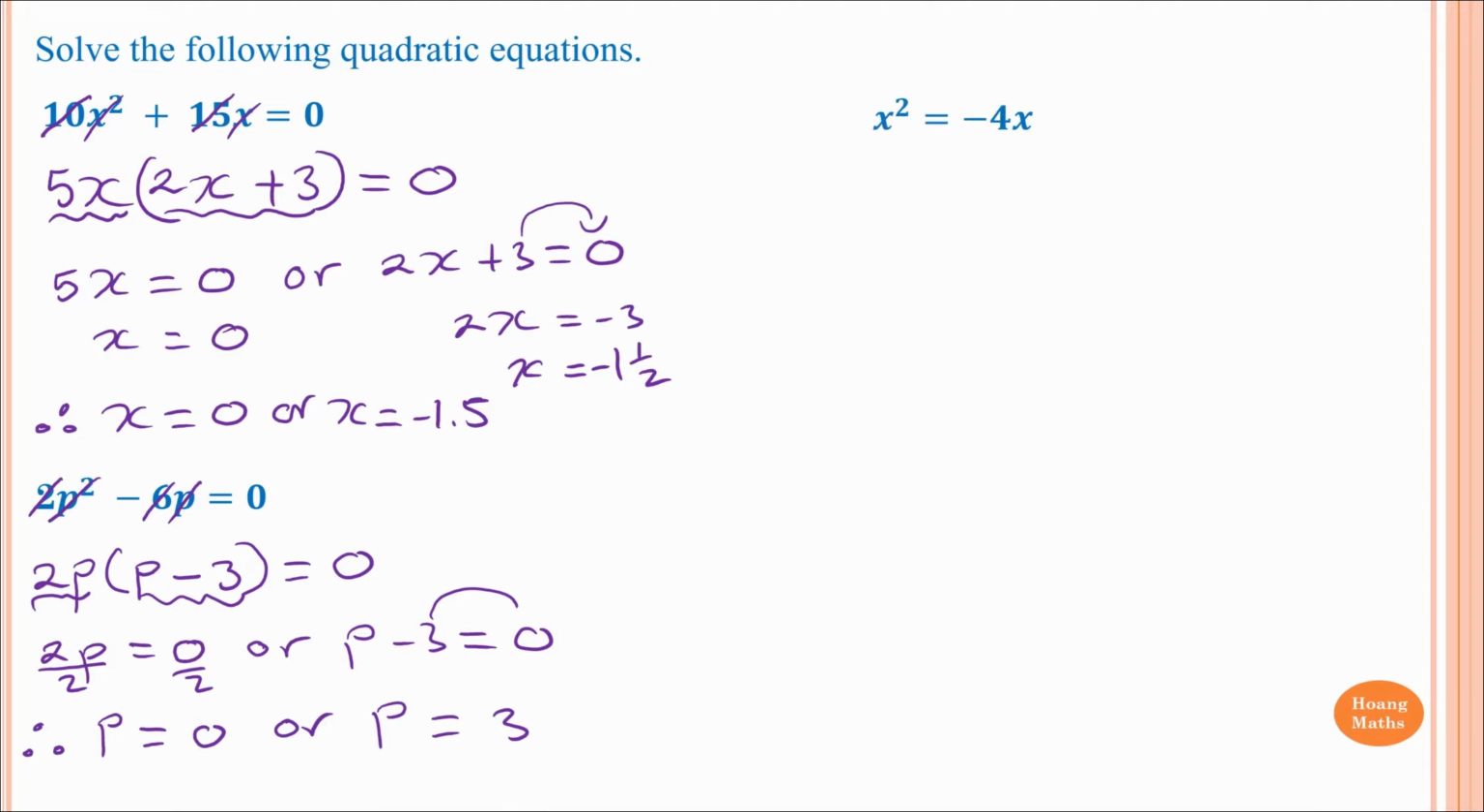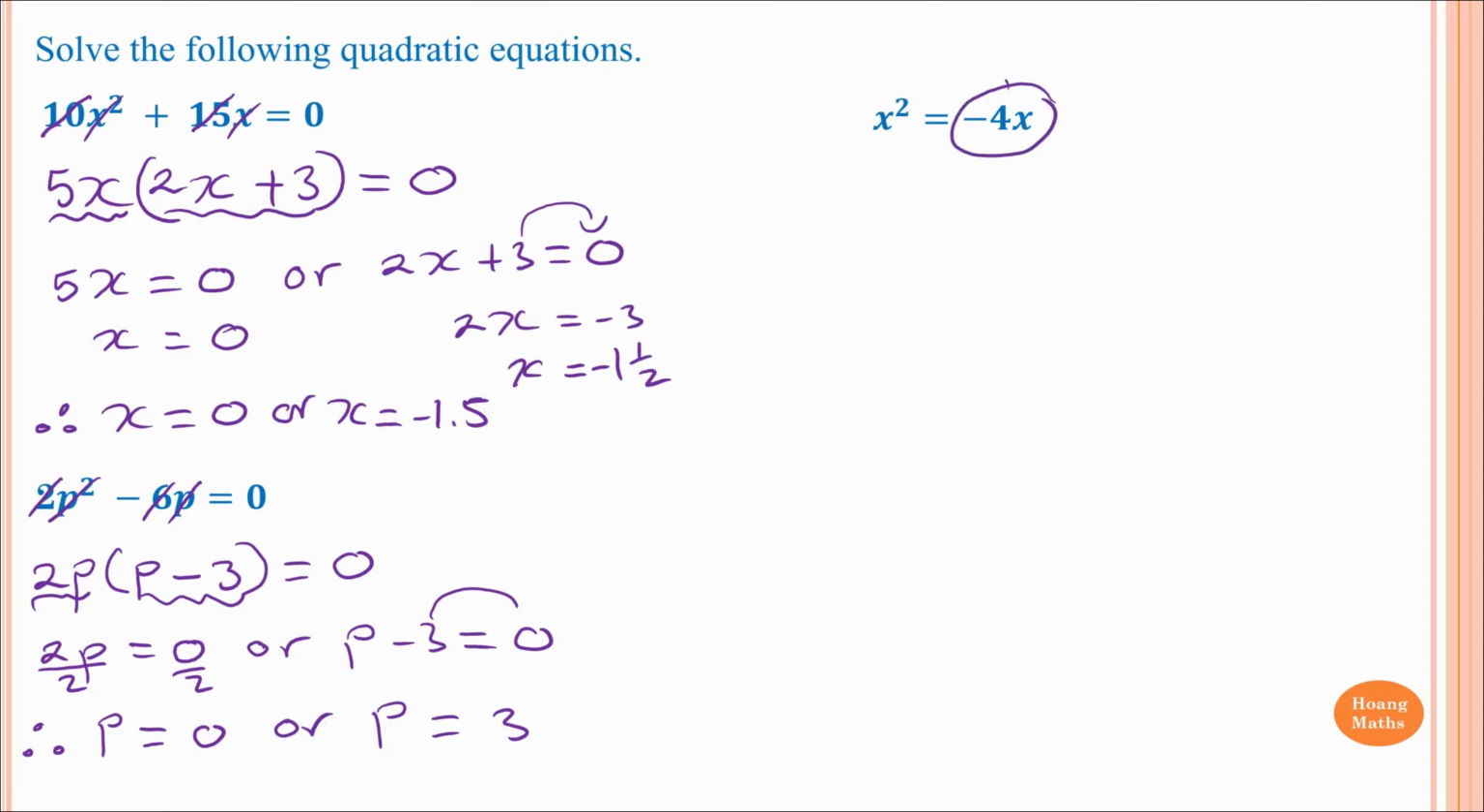Next one. x squared is equal to negative 4x. So what I do, I of course need to move this to this side first. Now if you divide by x here before moving, it cancels this, so x is negative 4. If you do it this way, it's wrong because you miss out one solution. So you cannot do that, okay? Anything to do with quadratic equations, you make everything equal 0 first.